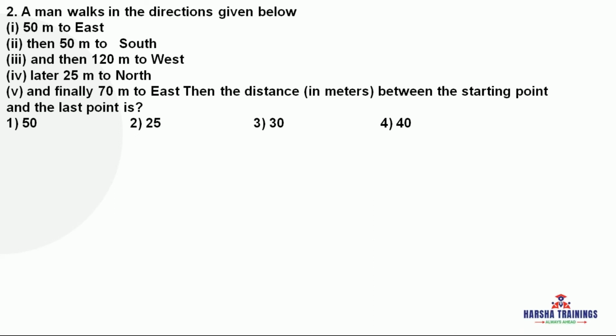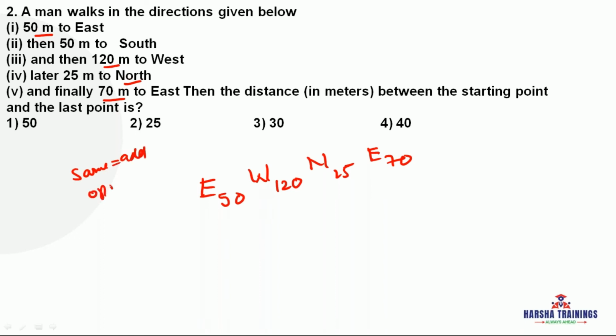I think no need pen and paper. Okay, I think very, very dead easy question. So 50 meters, which side? East side. Okay, 120 meters, which direction? West side. Next, north, how many meters? 25 meters. And 70 meters east, right? 70 meters east side. Okay, so same is given and opposite is given, subtraction.